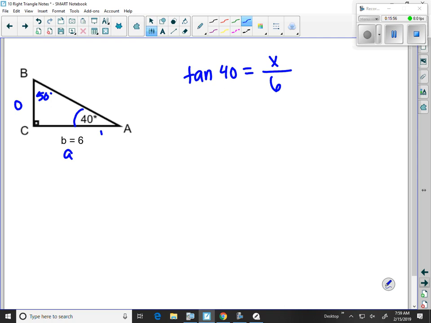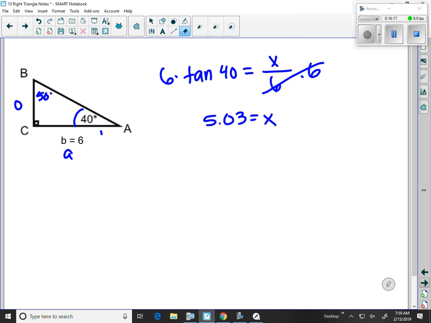To get x by itself, what do I do here? One step. Multiply by 6. So in your calculator, you're going to do 6 times the tangent of 40. And you should get 5.03.